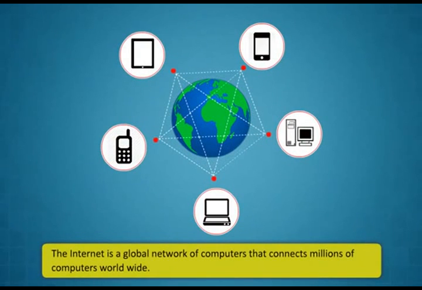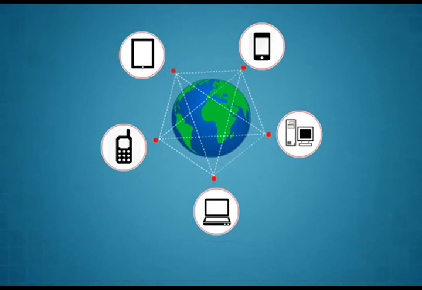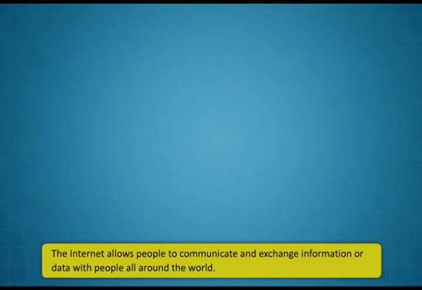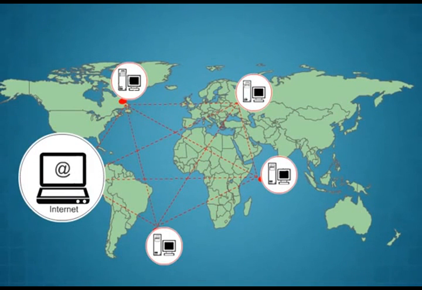The internet is a global network of computers that connects millions of computers worldwide. The internet allows people to communicate and exchange information or data with people all around the world. Through the internet, you can send any information or messages to any part of the world within seconds.